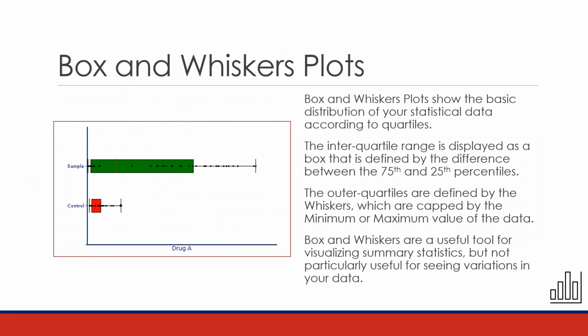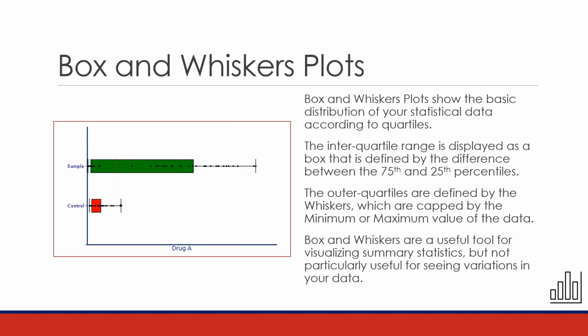The next chart type I want to talk about is called Box and Whisker Plots. What a Box and Whisker plot is, it's a chart that shows you the basic distribution of your statistical data according to quartiles. So what's going on is that FCS Express is actually going to draw this plot with whatever data you have selected, and it's going to determine what the first quartile, the second quartile, third quartile, and the fourth quartile are depending on the range of data. And what happens is that FCS Express will draw a box around that middle 50% and draw what we call whiskers around the two outer quartiles.